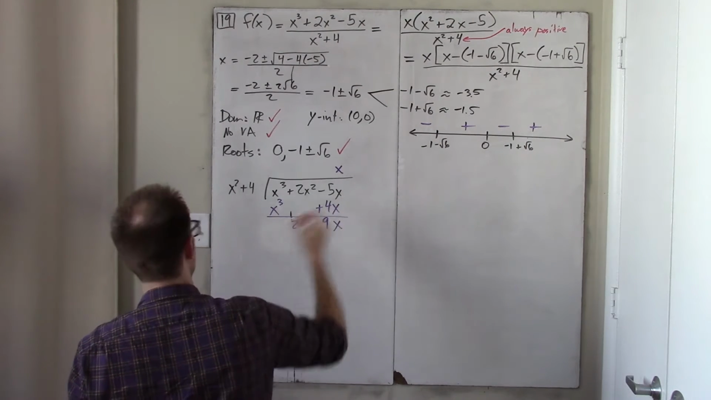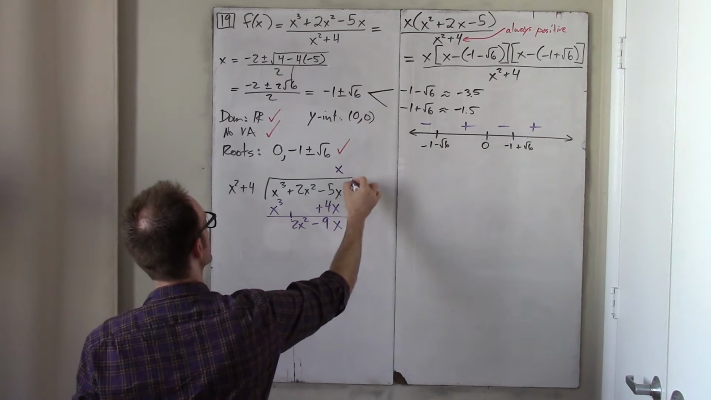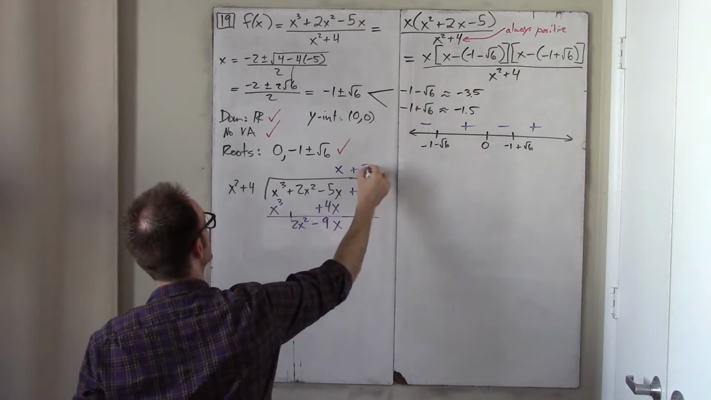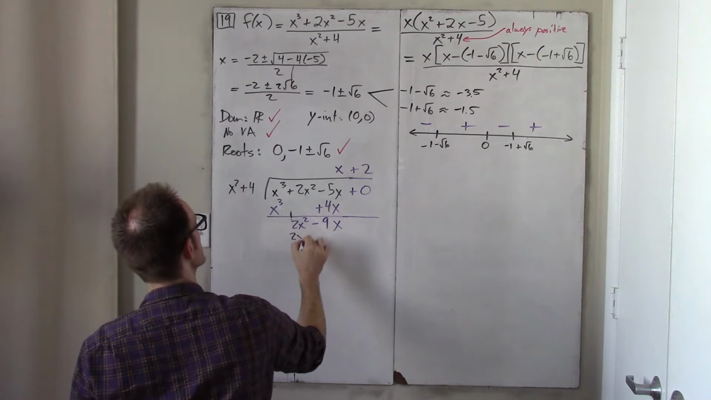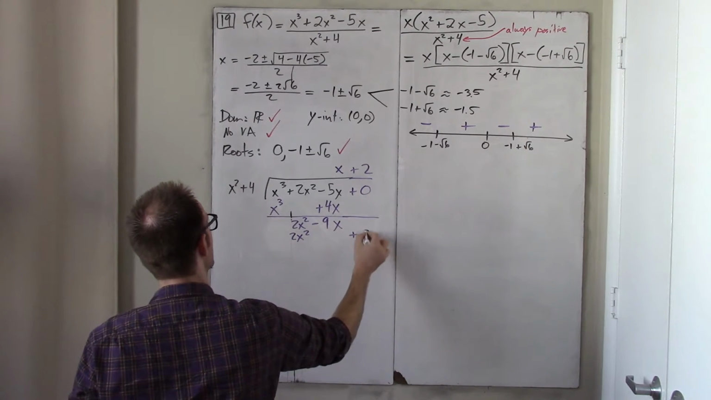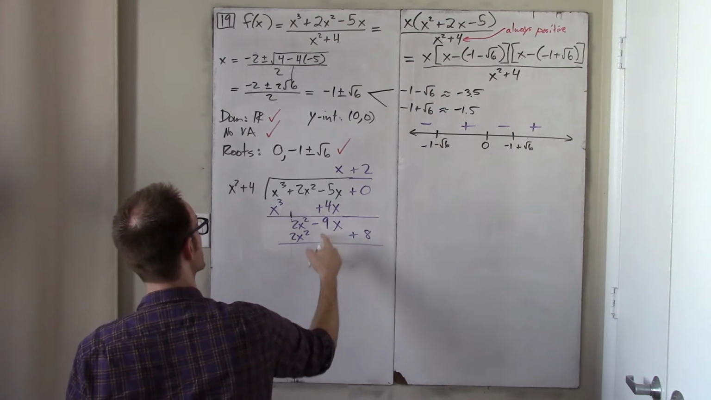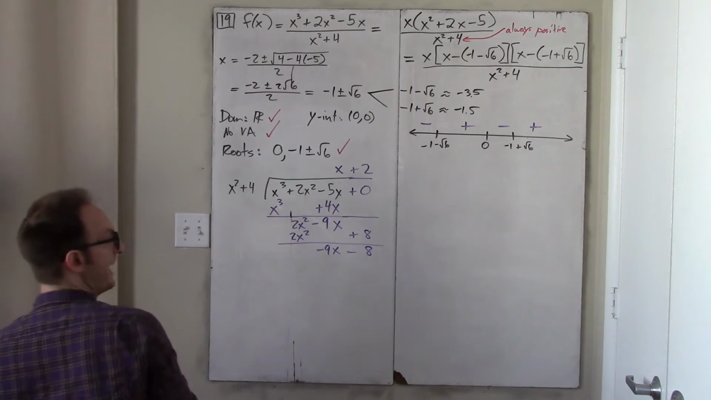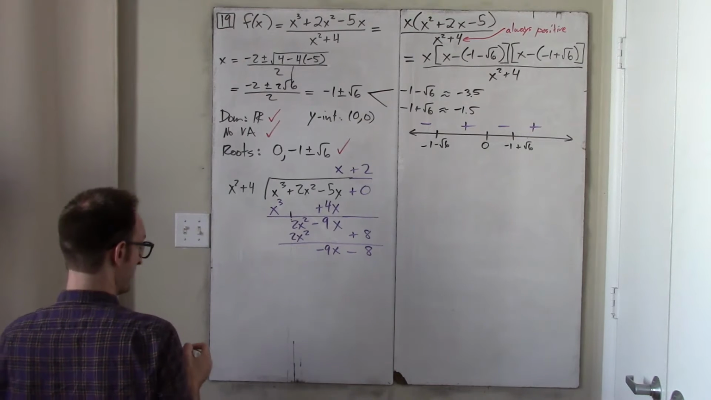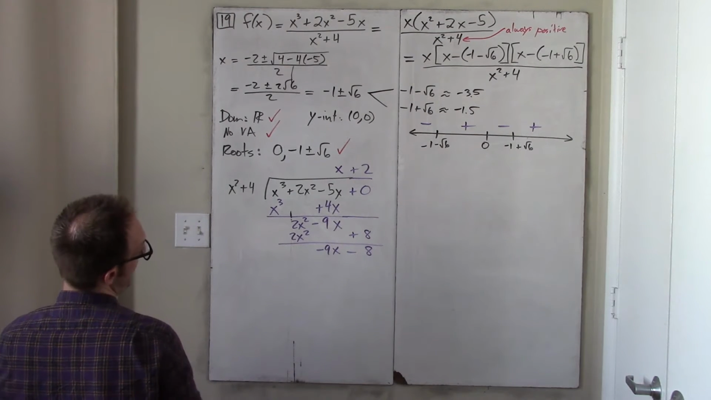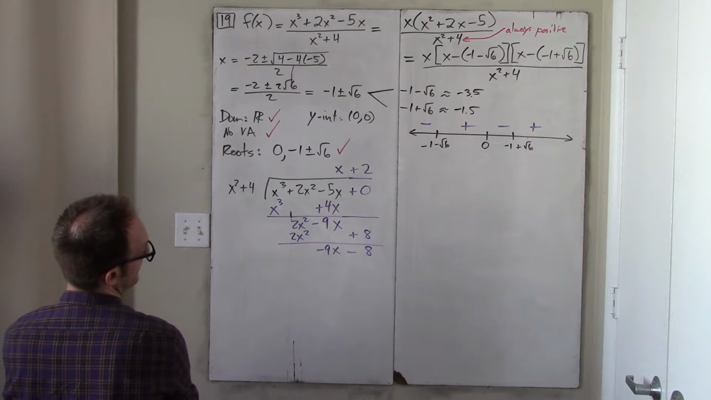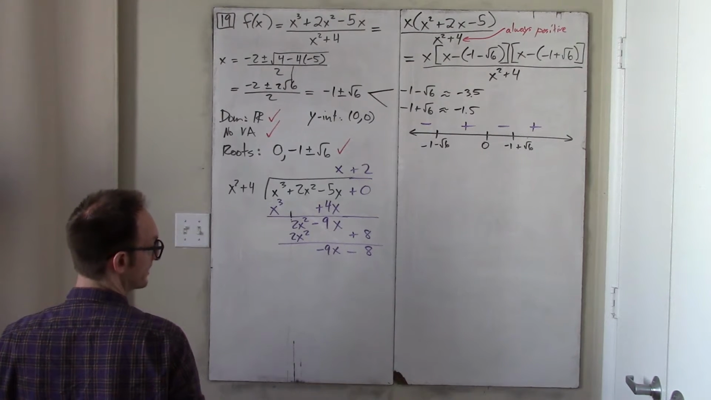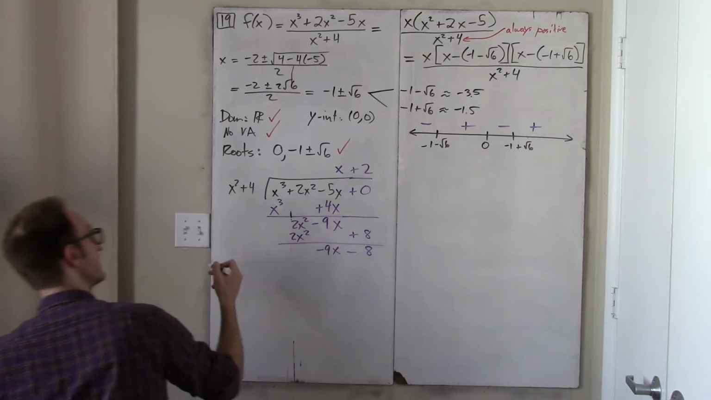Yeah. And then there's kind of like a plus 0 here type situation. So that's going to go in plus 2 times, and so we get 2x squared plus 8. And when we subtract, we get negative 9x minus 8. Okay, so I am now pretty sure that that is right. Minus, okay, yep. Okay, so what have I just learned?